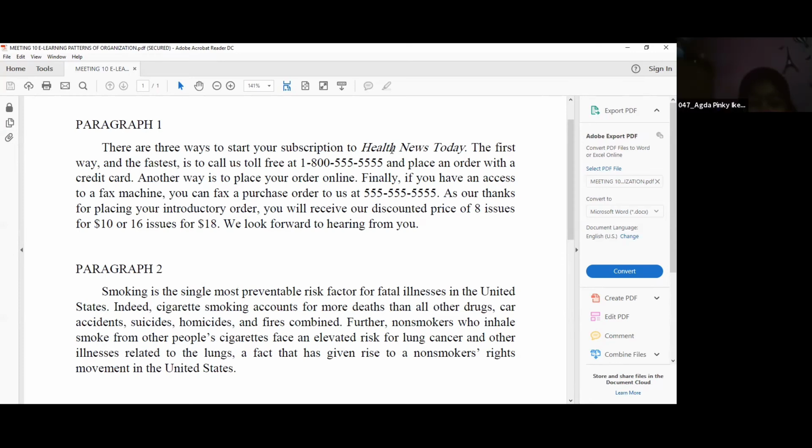Yes, Miss Agda, about the second paragraph, what pattern is used? Cause and effect. Ya. What cause? Apa cause-nya, lalu apa efeknya? Tell us more about it.